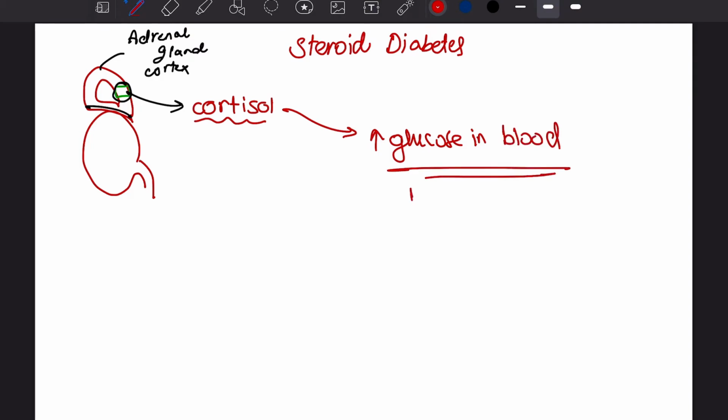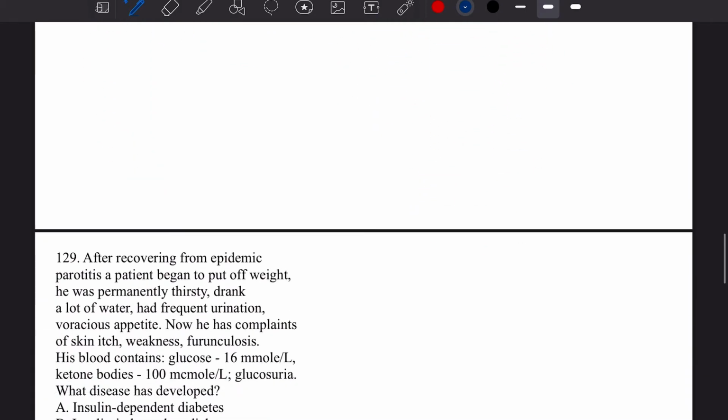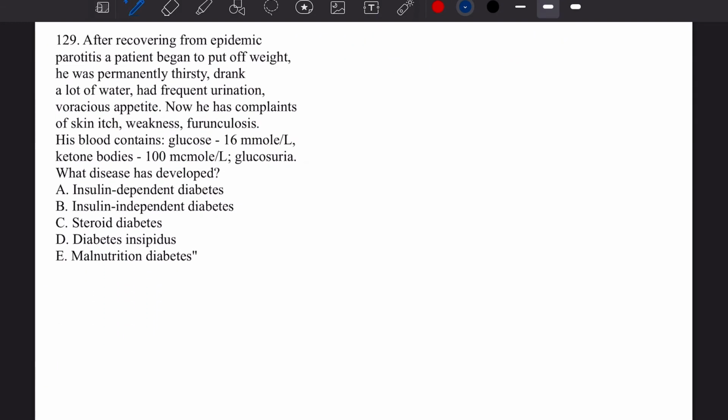And that will cause hyperglycemia, and we can call it diabetes. So this is steroid diabetes. Why is it called steroid? Because cortisol, in chemistry, is a steroid. Okay, let's read some questions and test ourselves.